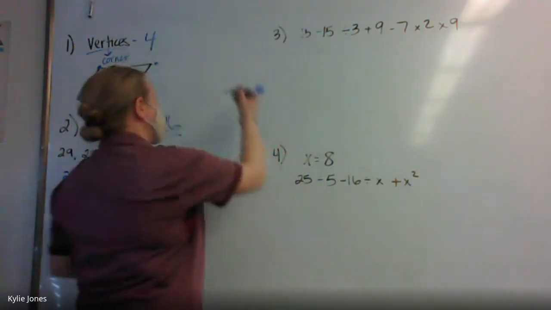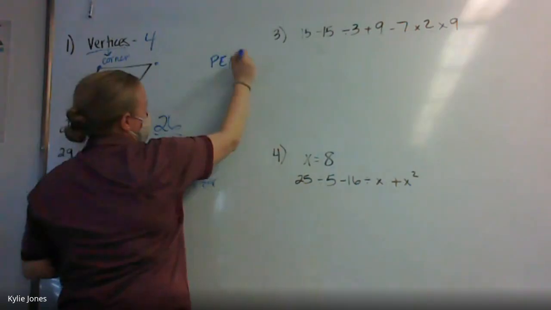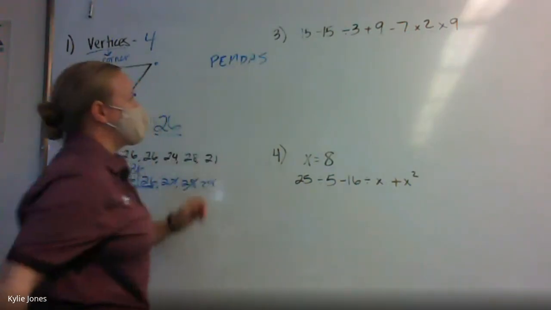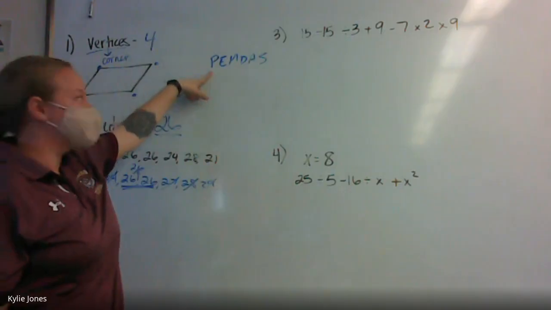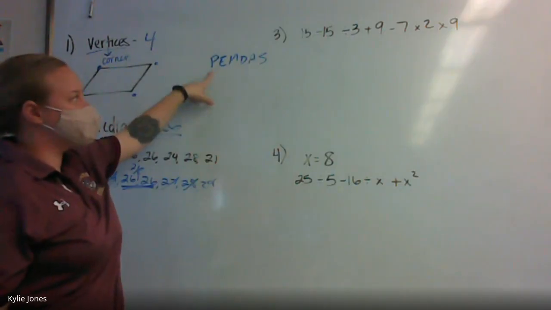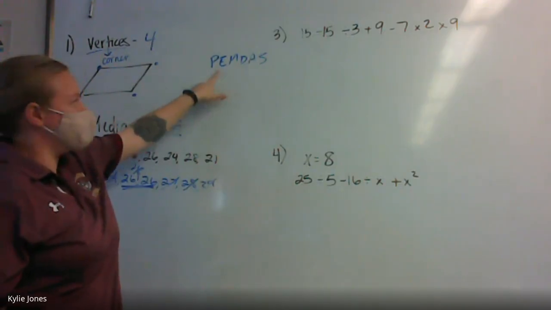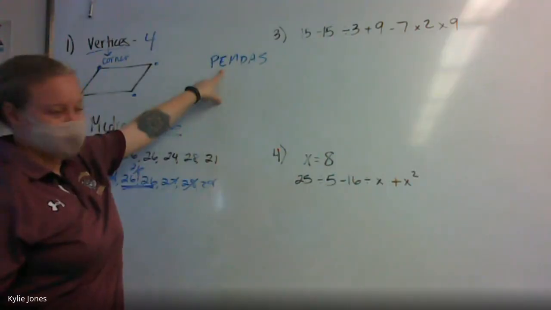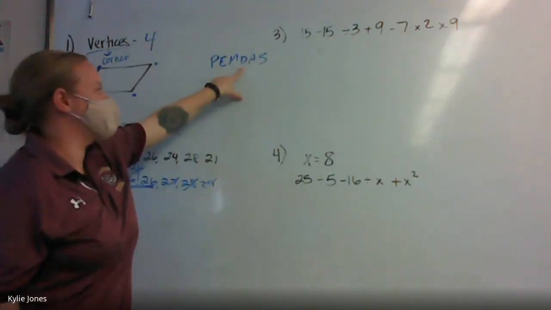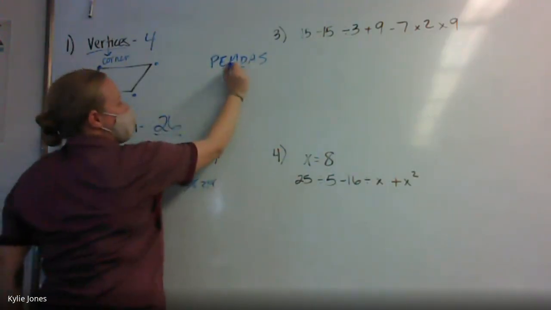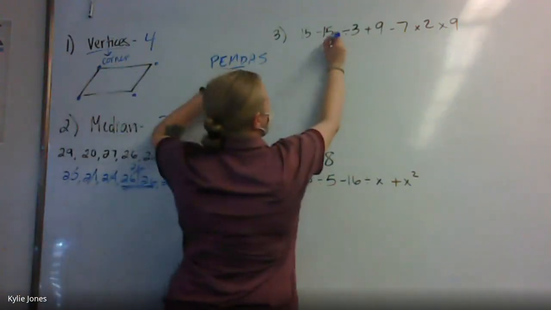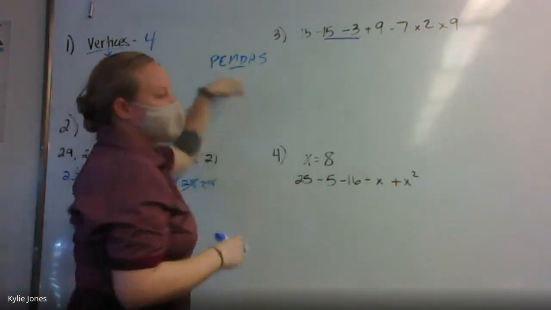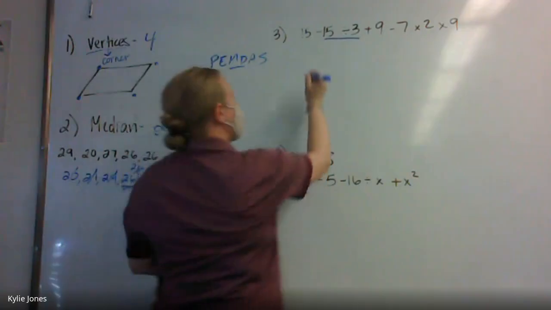We need to do order of operations on both, so we have PEMDAS, right? Yep. Let's start with number 3. We have parentheses. Do we see parentheses? No parentheses. What about exponents? No exponents. What about multiplication and division? Yes. Remember, we do both of these at the same time. We go from left to right. So the first one we need to do is our 15 divided by 3. What's 15 divided by 3? 15 divided by 3 is 5.